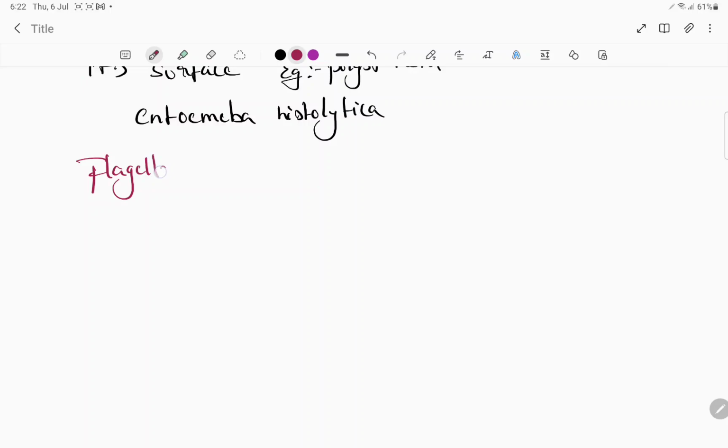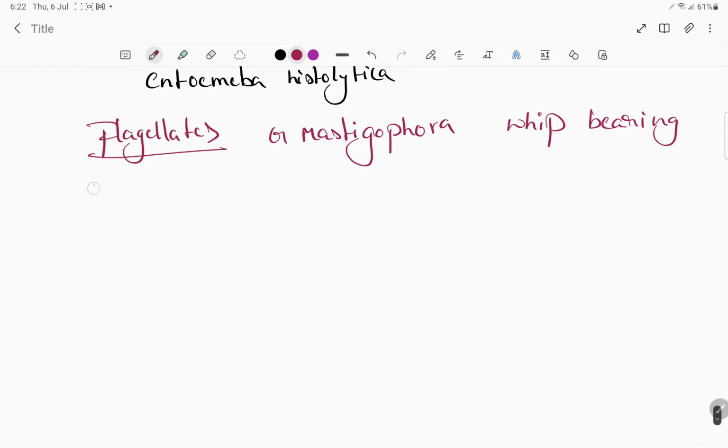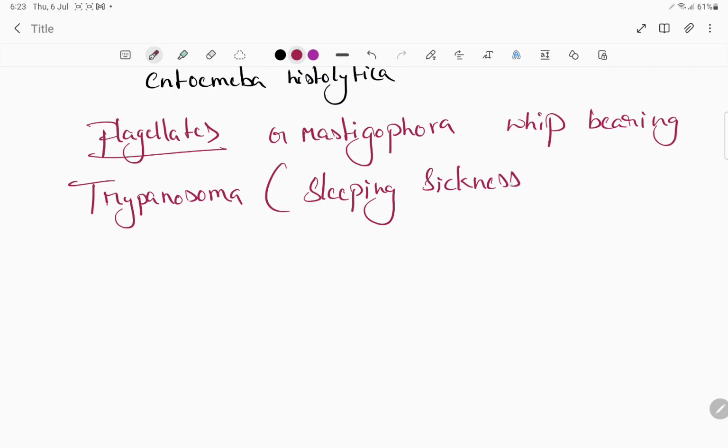Flagellates, which we also call Mastigophora. Mastigos means whip, phoros means bearing, so whip bearing. Example, trypanosoma, which causes sleeping sickness. Some are free living, others are parasitic. In trichomonas, the locomotory organelle is whip-like flagella. Some are symbionts, like trichonympha.